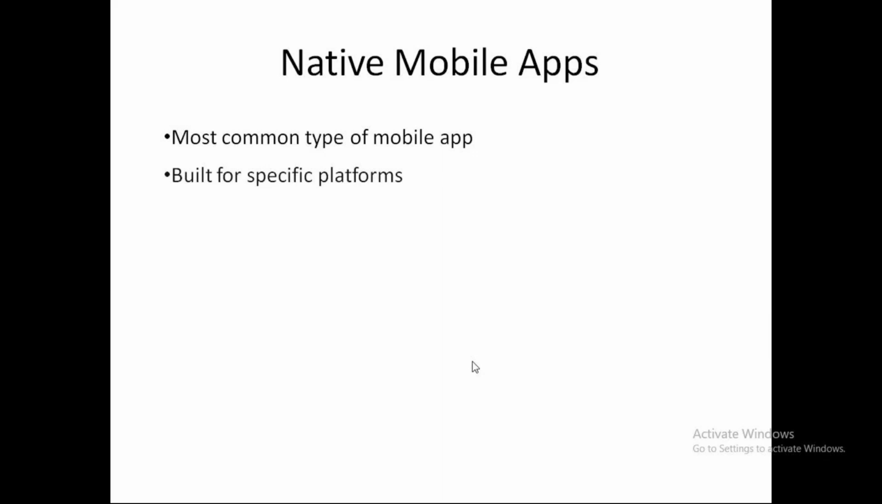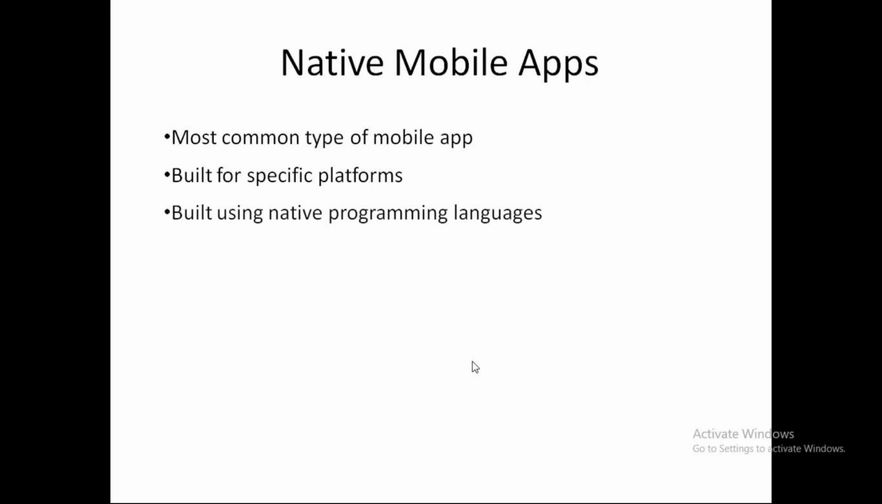These native mobile applications are built for specific platforms. So for Android, you have a separate programming language. For iOS, you have a separate programming language. So they are built for specific platforms. But what was the case in web applications? It was universal for all the platforms, right? It was platform independent.